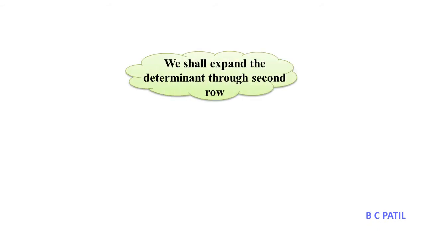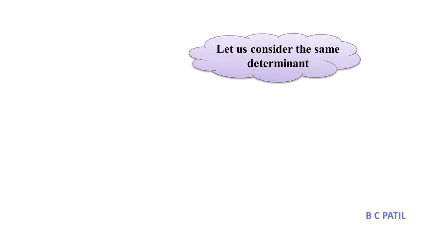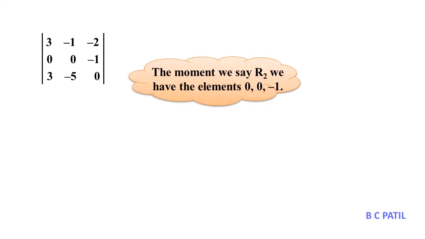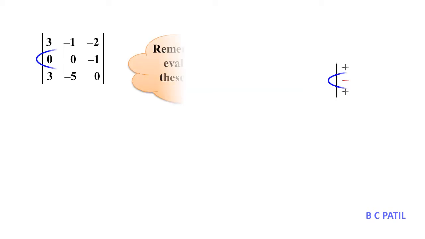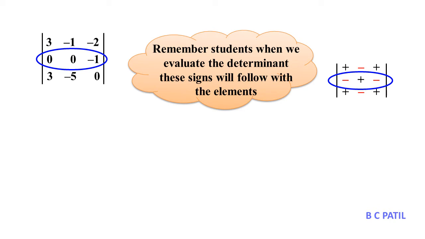We shall expand the determinant through second row also. Let us consider the same determinant. The moment we say R2, we have the elements 0, 0, minus 1. Remember students, when we evaluate the determinant, the sign will follow with the elements. Minus, plus, minus.